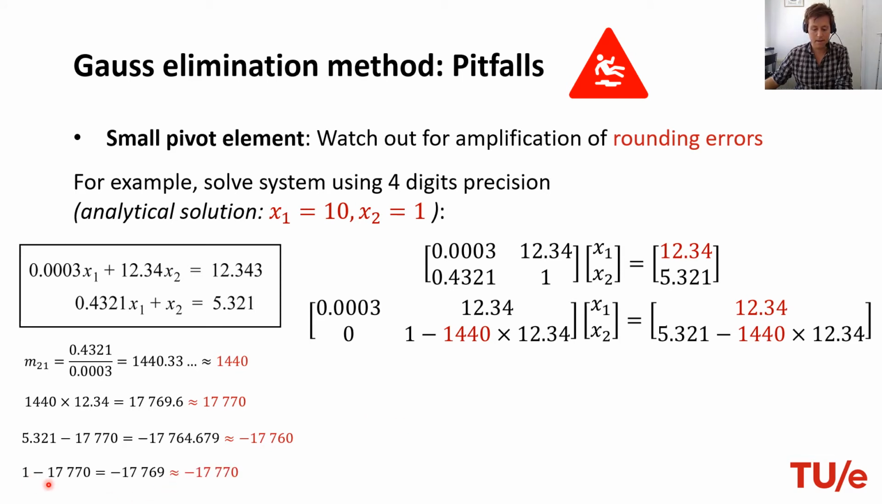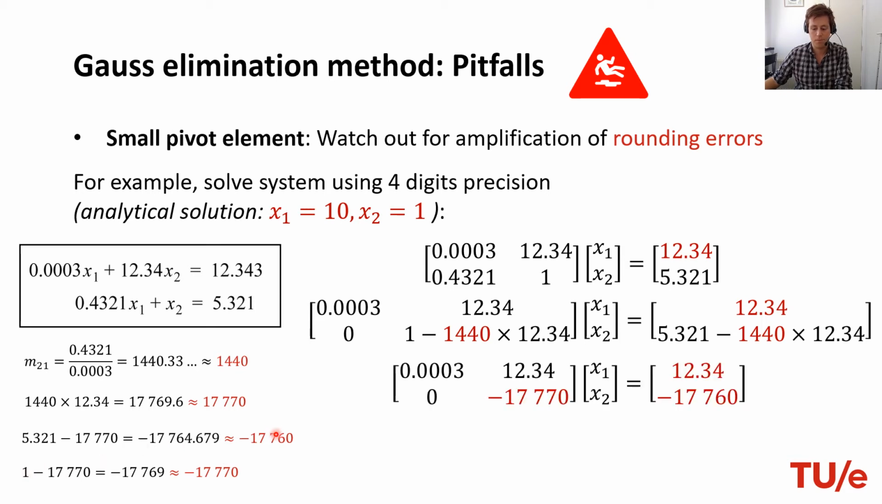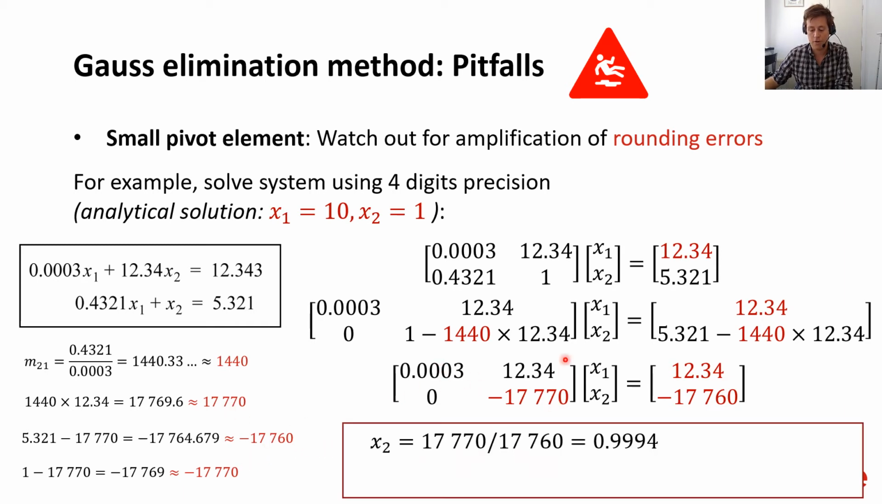And this 1 minus 17,000 is minus 17,769, which with 4 digits precision gets rounded to this here. So we see that 1 minus this 17,000 is actually equal to that number. So this 1 gets completely rounded out. So if we fill in the matrix using these 4 digits accuracy computations, well, now we have it in an upper triangular form, so we can do back substitution.